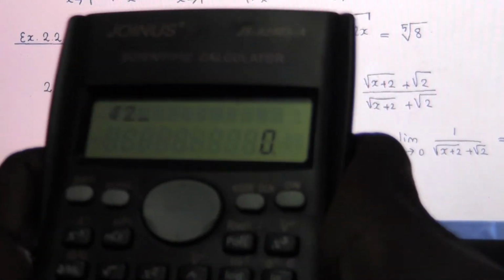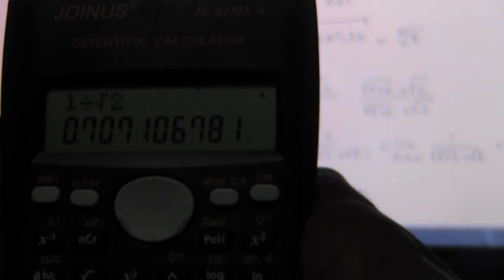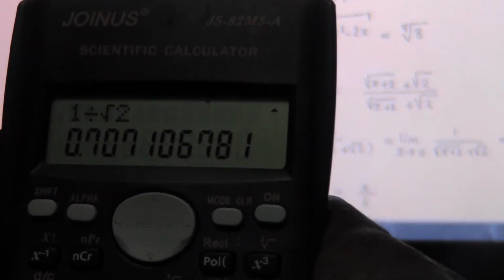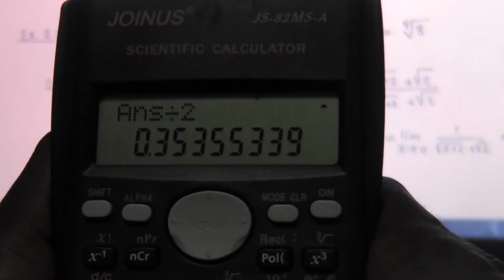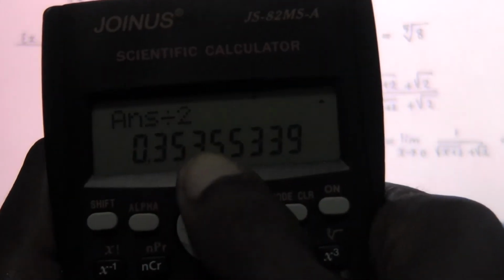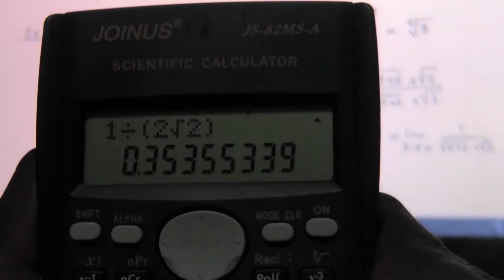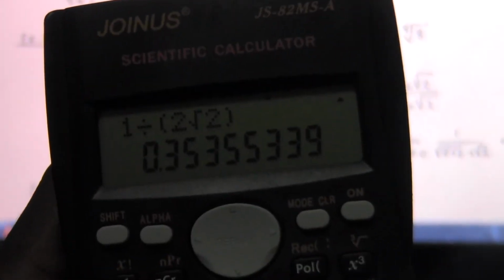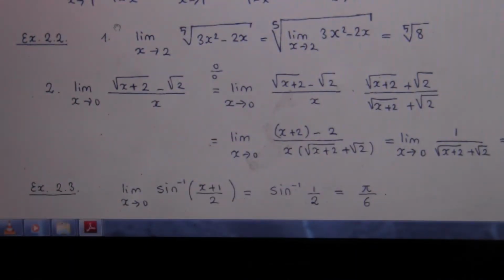So alright, let's see what root 2 is. Let's see if 1 over root 2. Okay, if we divide it by 2, it looks like what we had just now is the answer. So 1 divided by 2 root 2, that's 0.3535. This is where we know the answer is going to be 1 divided by 2 root 2.